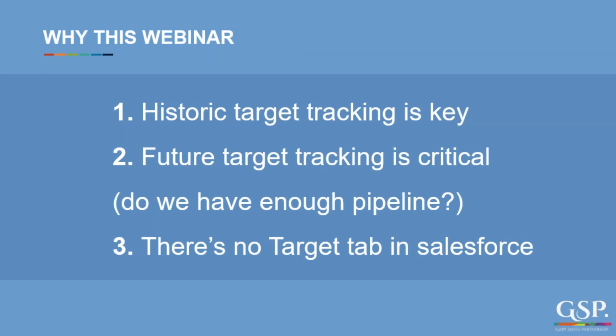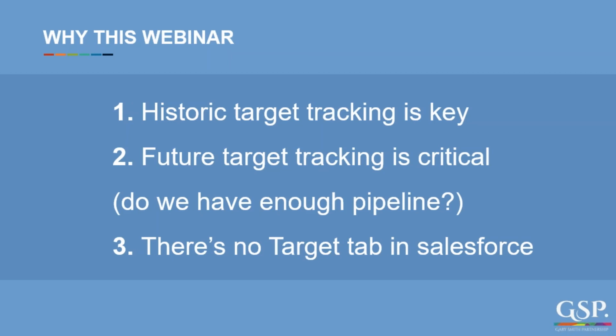And the third reason really is one that comes to the fore, I think, at this time of year when people are creating targets. I've met some people who spent an inordinate amount of time searching for the target tab in Salesforce. And if you're doing that right now, let me tell you, the target tab does not exist in Salesforce. However, there are ways to measure performance against target in Salesforce, three ways in fact, and I'm going to show you each of those ways now.